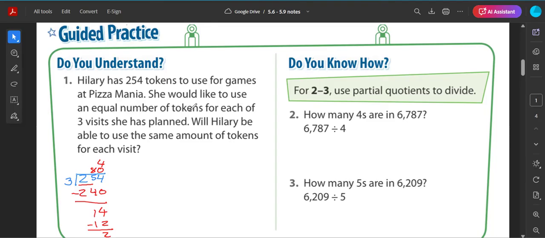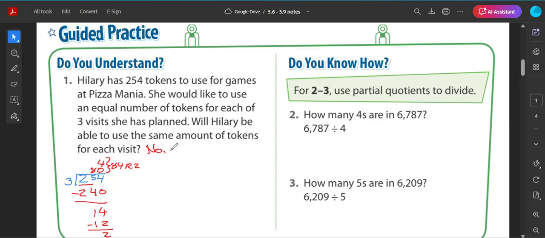So the question was, will she be able to use an equal amount or the same amount of tokens for each visit? Since there's a remainder down here, that means that her quotient will be 84 with a remainder of 2. So she can use 84 for 2 of the visits, or technically 3 of the visits, but she will have 2 left over, so she won't be able to. So Hillary can use 84 tokens for 3 visits and have 2 left over. Or she can have 85 tokens for 2 visits and then 84 for one of them.